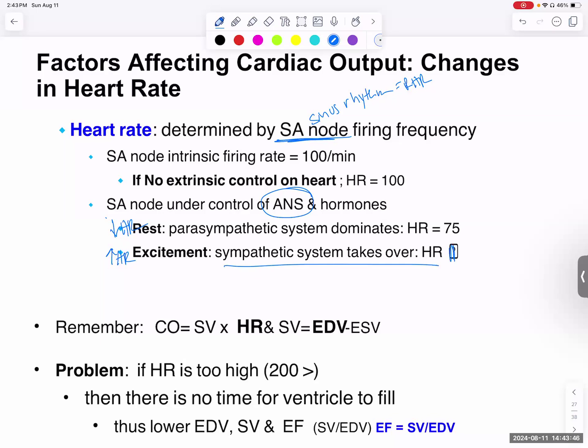When the sympathetic system takes over, it's going to increase your heart rate. So think exercise, stress, they're going to increase your heart rate. Why? Because you have epinephrine, norepinephrine circulating. Sympathetic activation increases your heart rate.